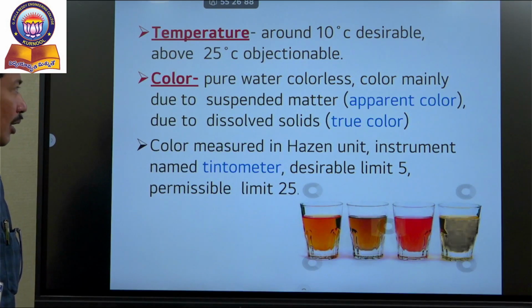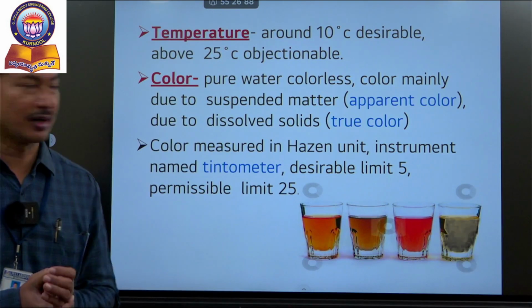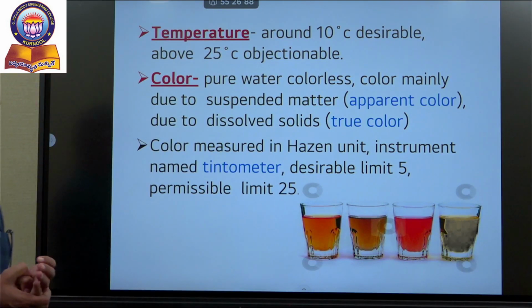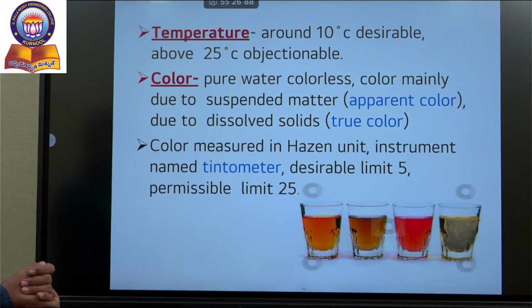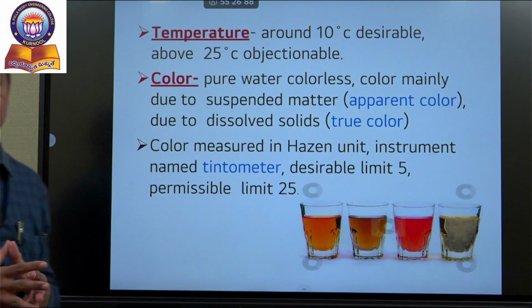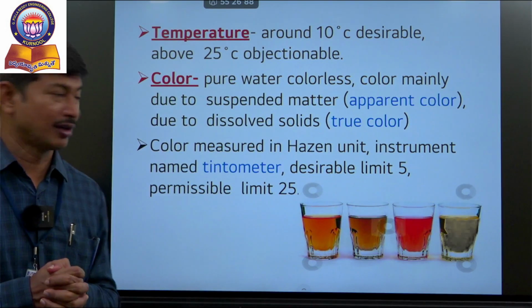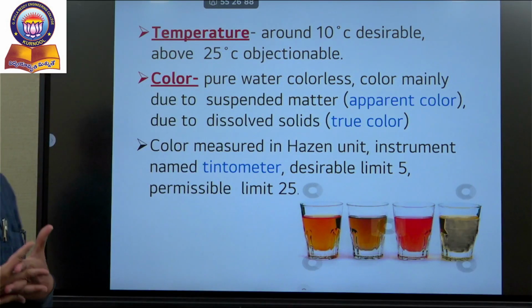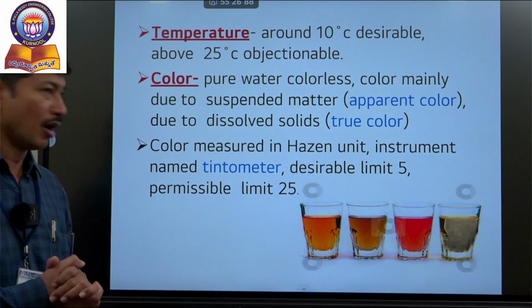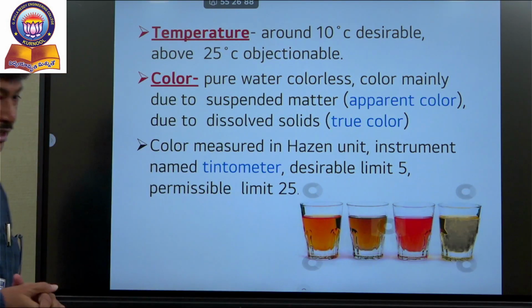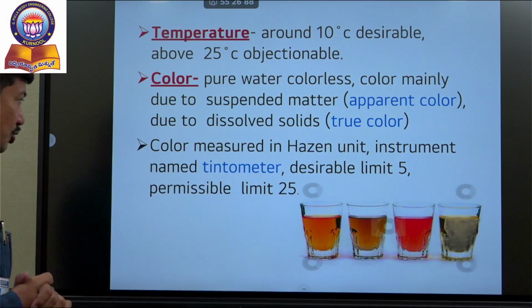And color: pure water is always colorless. Color is mainly due to the presence of suspended and dissolved solids, and generally it is measured in Hazen units. For drinking water, below 5 Hazen units is good, but up to 25 Hazen units is allowed if there is no alternative source of water.